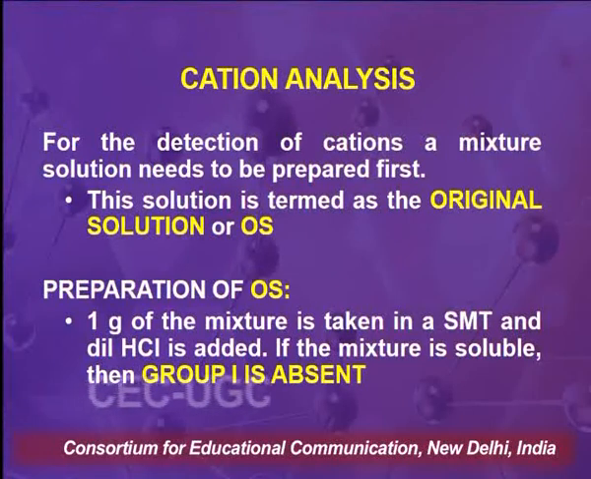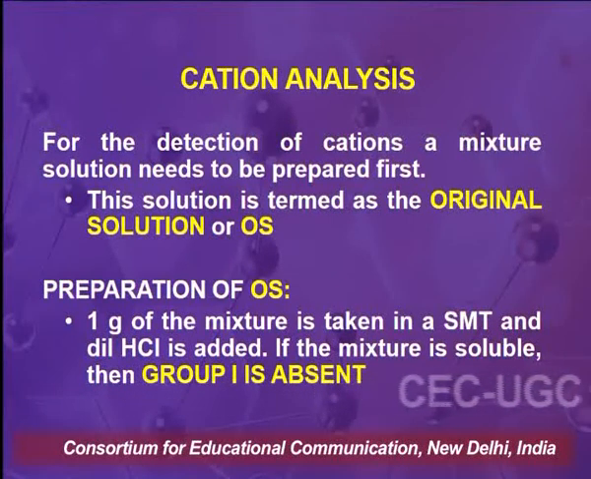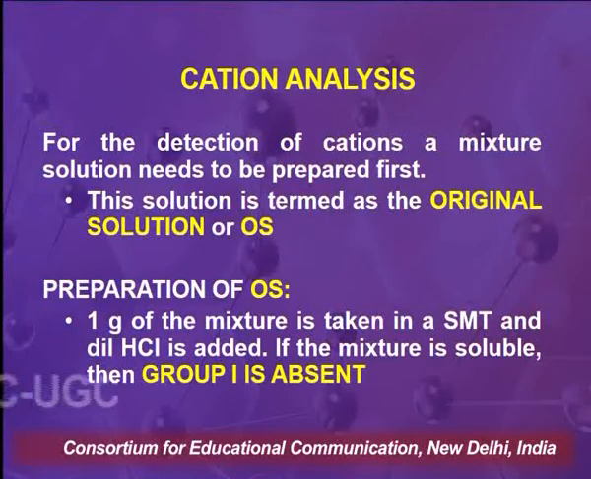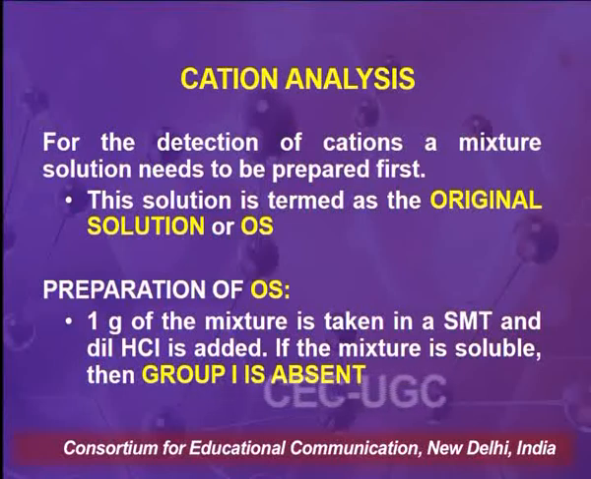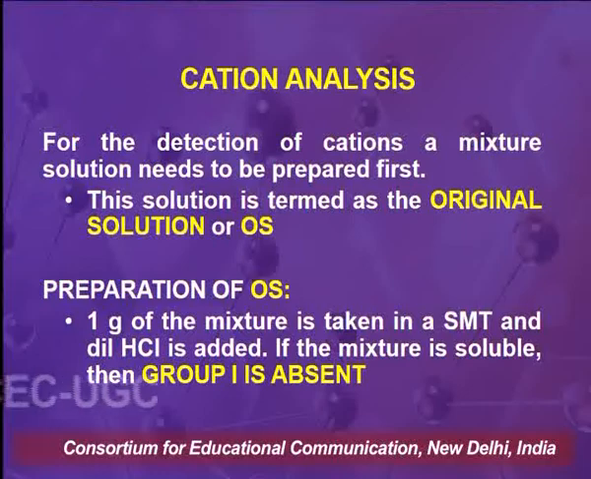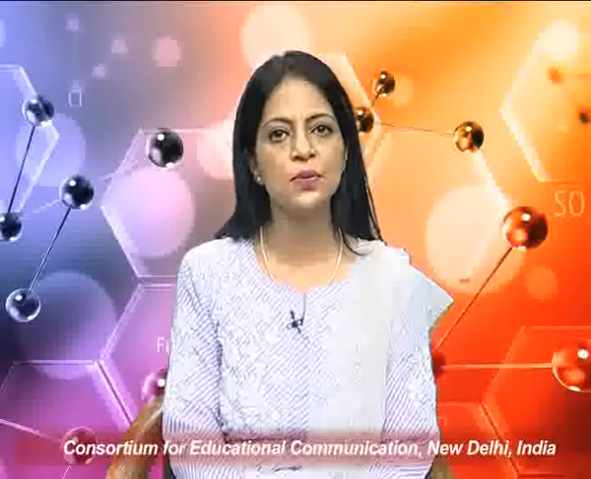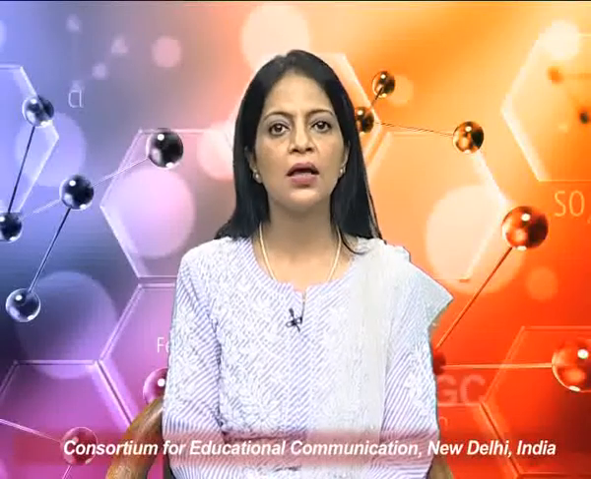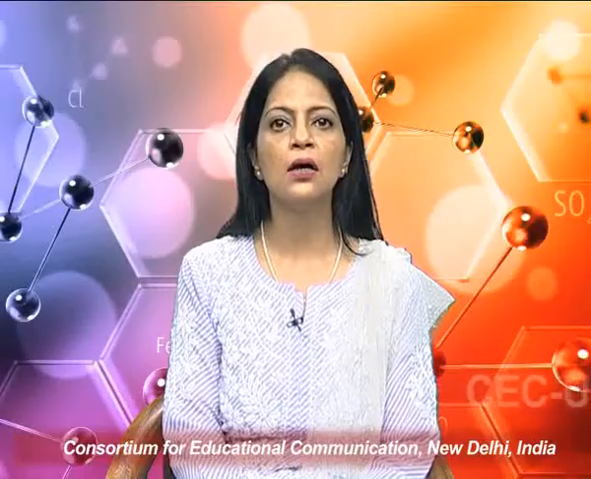The method of preparation of OS: 1 gram of the mixture is taken in a semi-micro test tube and dilute HCl is added to it. If the mixture is soluble in dilute HCl, then cations belonging to group 1 are absent, or as we say, group 1 is absent in the mixture.